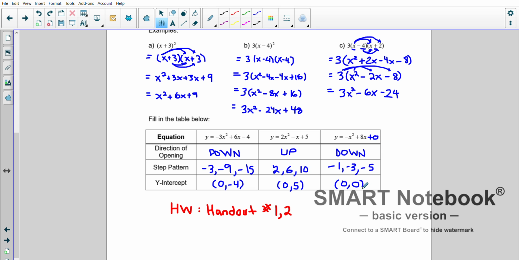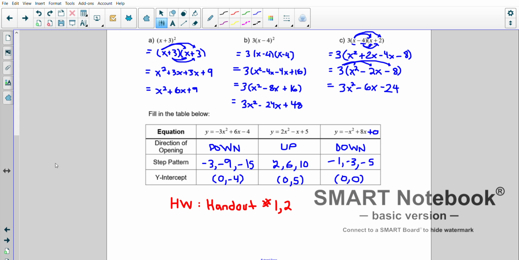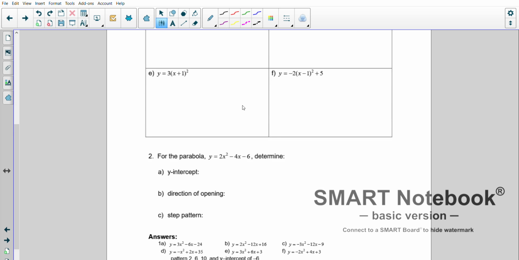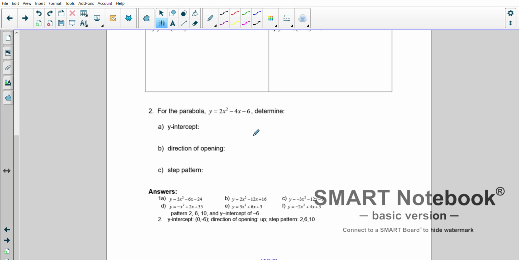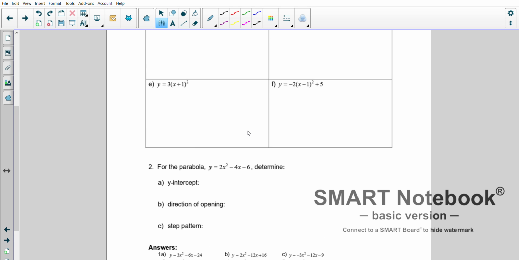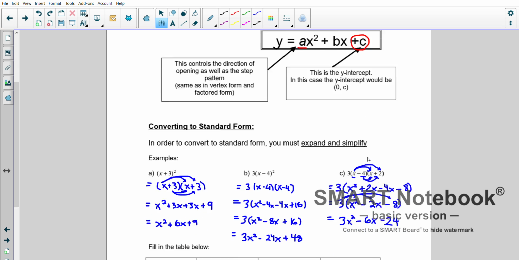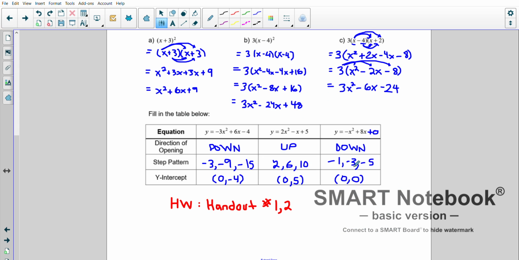So that's about it for this lesson. So try the homework, which is on the next page, number 1 and 2. So it's, again, expanding to get into standard form, and then a little bit of practice on doing what we just did.